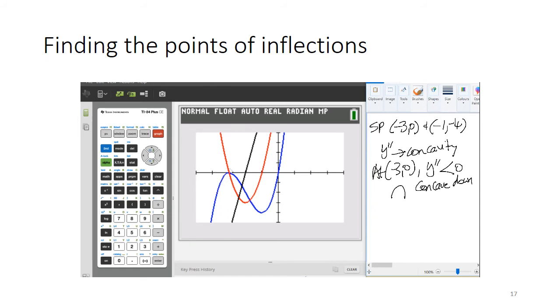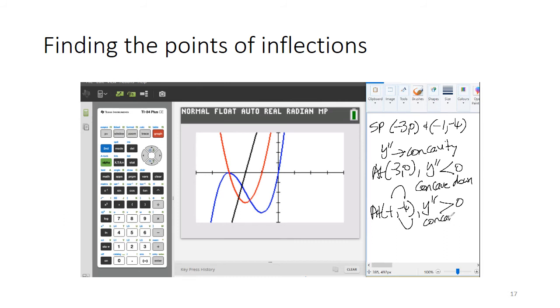All right, let's look at the other stationary point, this one down here. What about at -1, -4? At -1, what is our second derivative? Remember, the second derivative is the black line, it's right up there, which means our second derivative is positive, greater than 0. If it's greater than 0, it means it's concave up, right?